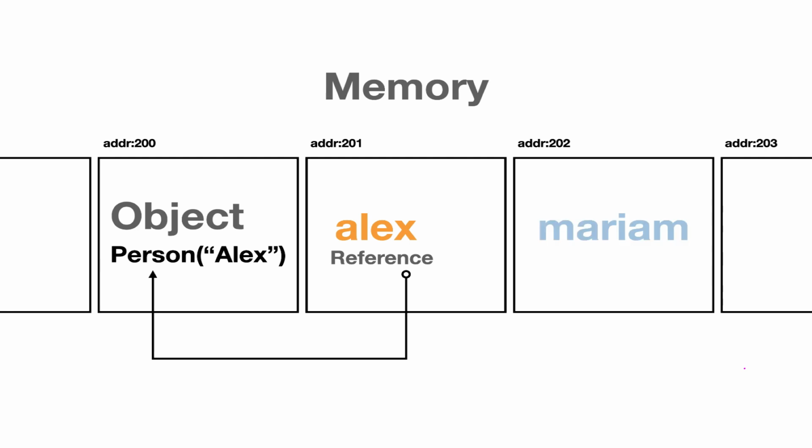Then we also created mariam. This is also a reference type, and we said that mariam is equal to alex. So now instead of pointing directly to an object, the address 202 pointing to address 201, it will simply point to address 200. There we go. And this tells us something very, very important. Let me actually show it to you.